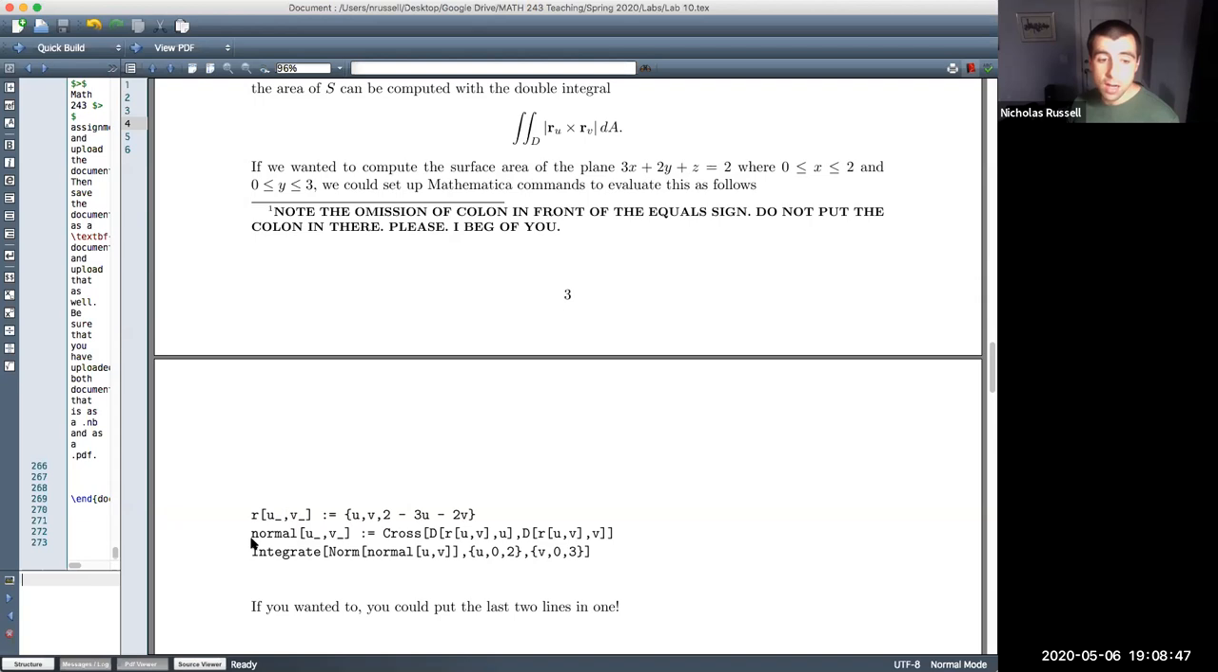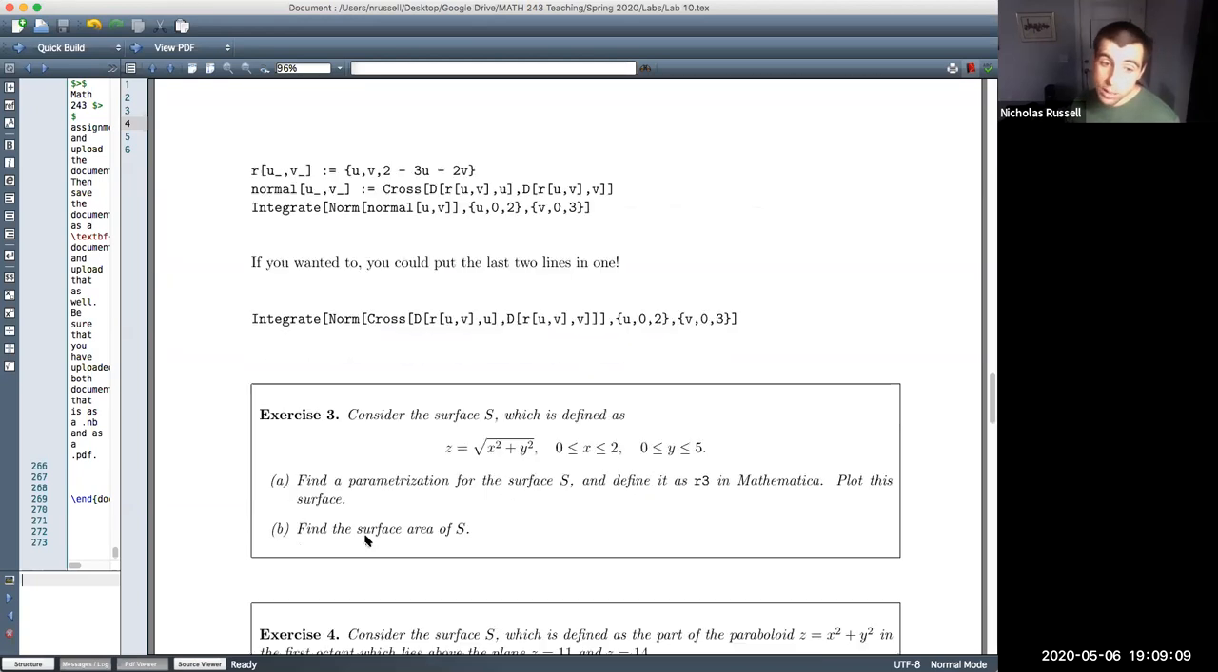We can then calculate the norm here. I've actually realized that this colon should not be there. It's really important to say that the colon shouldn't be there, and I'm going to have to fix that. So I'll apologize. And then we integrate the norm of this normal vector. We're trying to calculate the magnitude. And we go from u from 0 to 2 and v from 0 to 3.